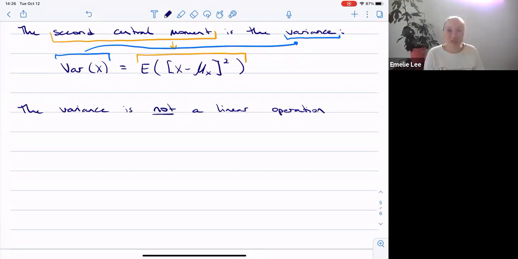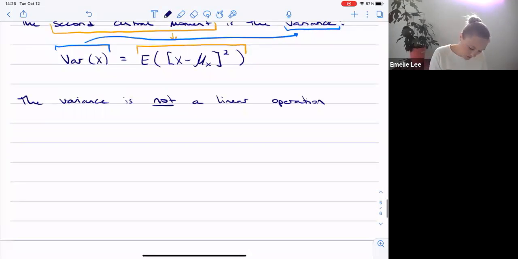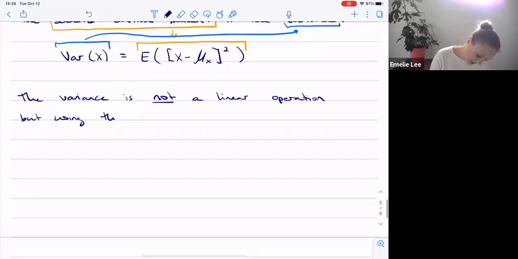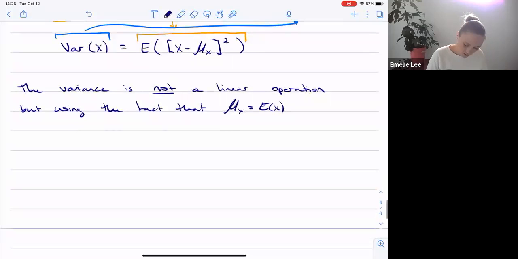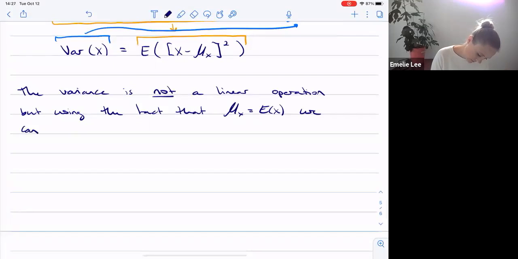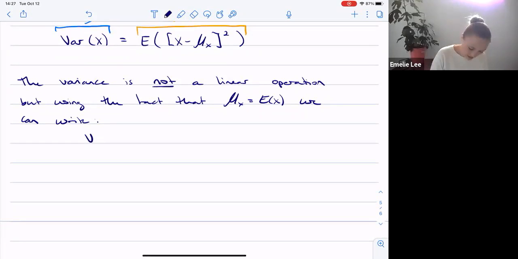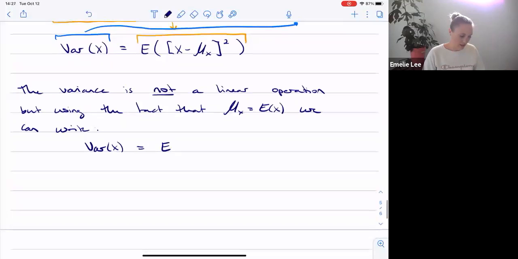It's not a linear function, and it's not a linear operation either, but using the fact that mu x equals E of x, we can write the variance of x as the expectation, and you can leave it as mu if you prefer. I'm actually going to replace it with E of x already.